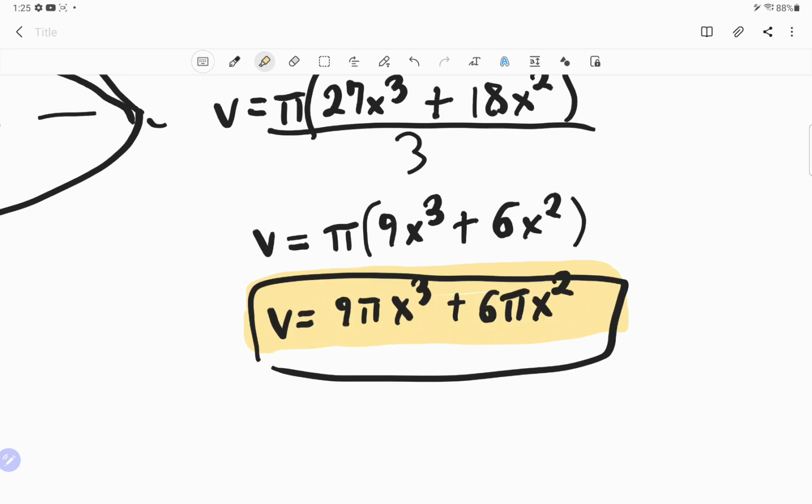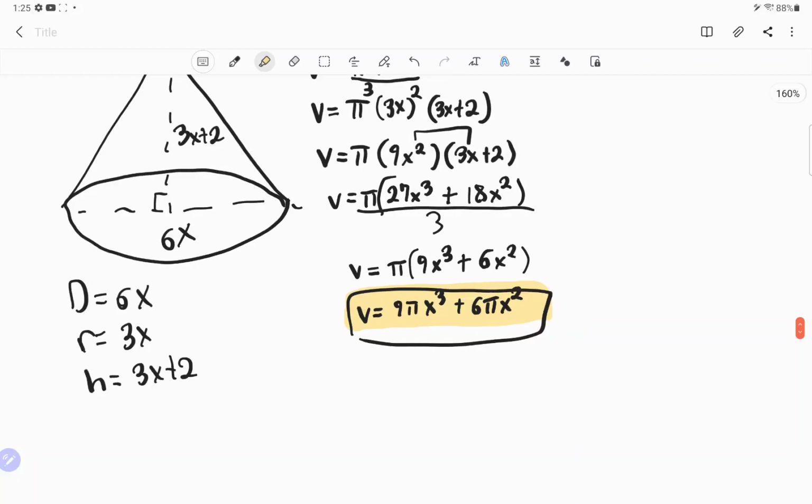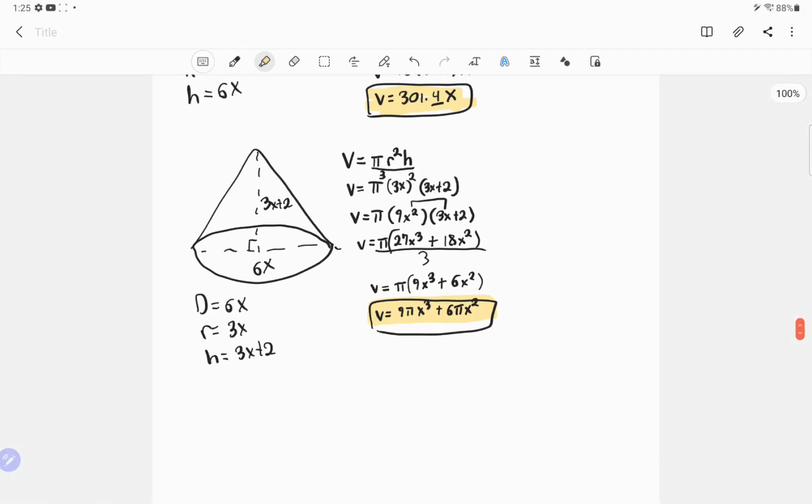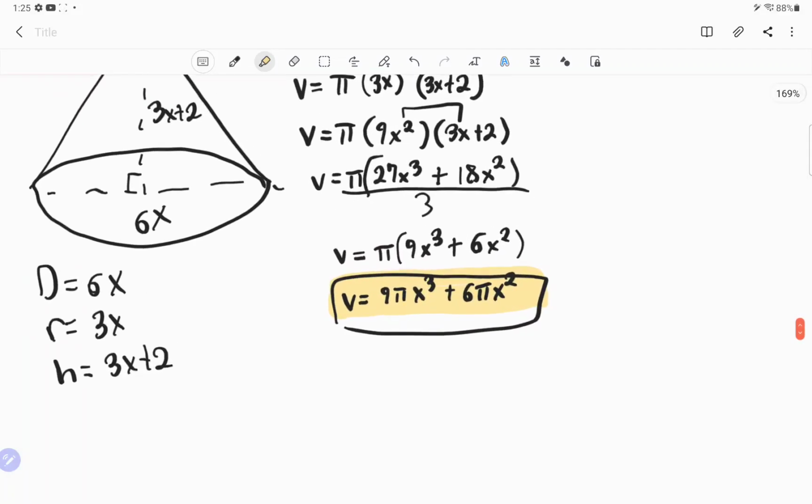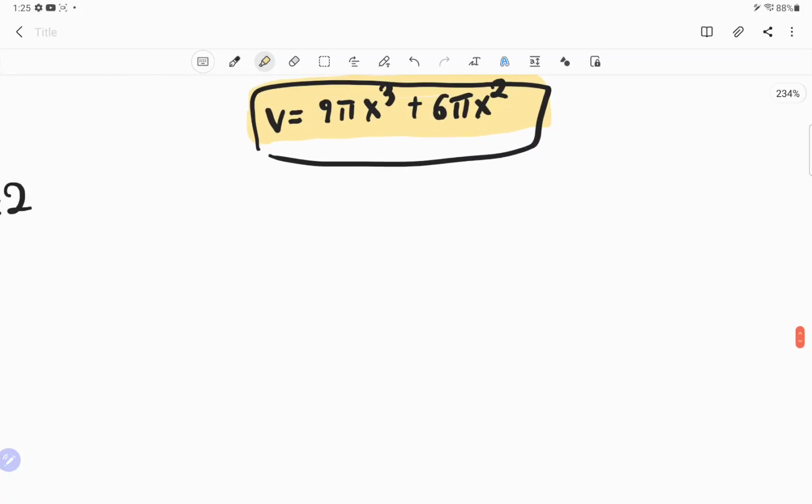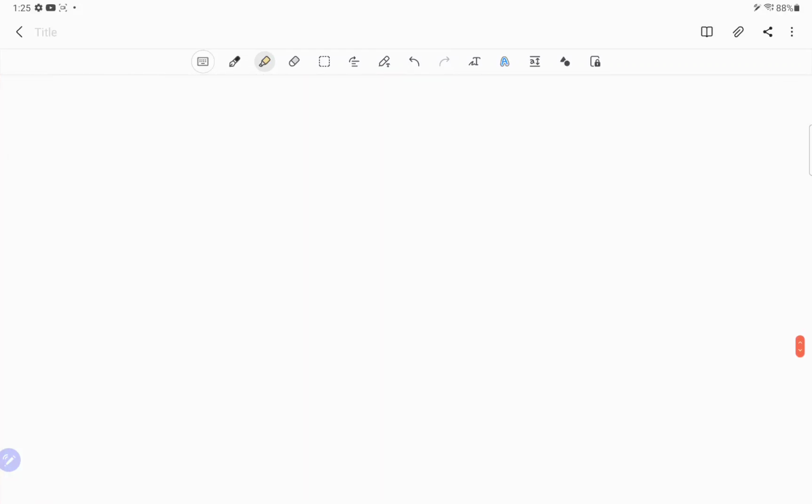That's going to be my final answer: 9 pi x cubed plus 6 pi x squared. Yeah, this one just takes a lot of work. Look at all the work that we did, but technically it's not harder than the other ones. It's still exactly the same thing. Finally, so I can just let you guys go.